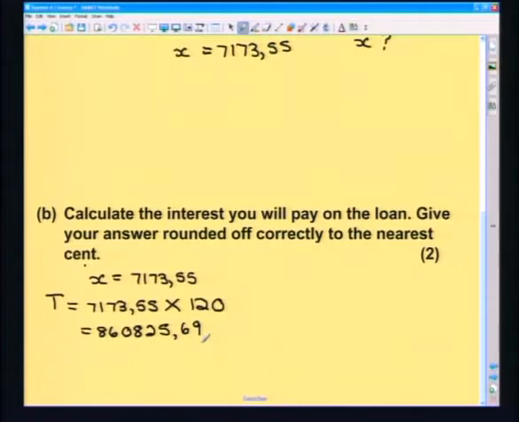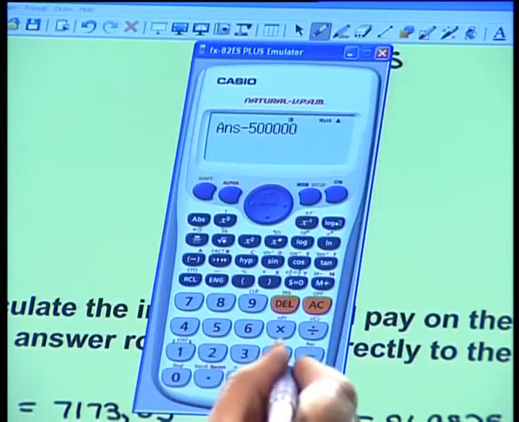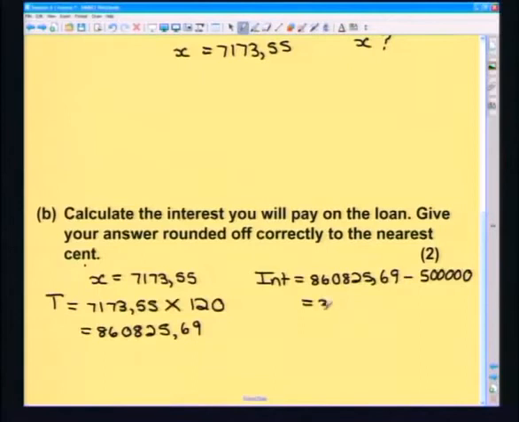Okay, so now we have got this amount, and what the question asked me is to calculate the interest you would have paid. Now, the interest you pay is the total amount you pay, so the 860825.69, minus the original loan. So pulling up our calculator, we're going to subtract 500,000, and we're going to find that we are paying 360825.69. Now you can see that is nearly doubled what you borrowed just by paying it off over 10 years. You've ended up paying more than a half extra onto the amount that you originally loaned.